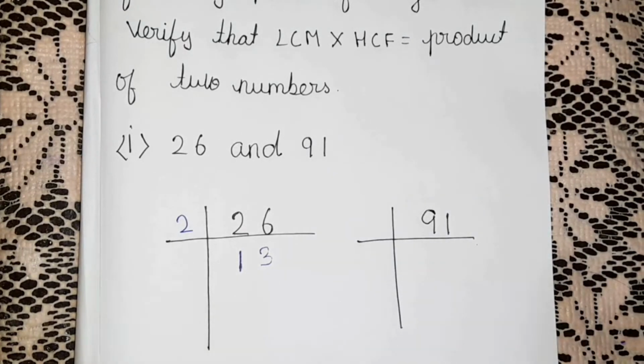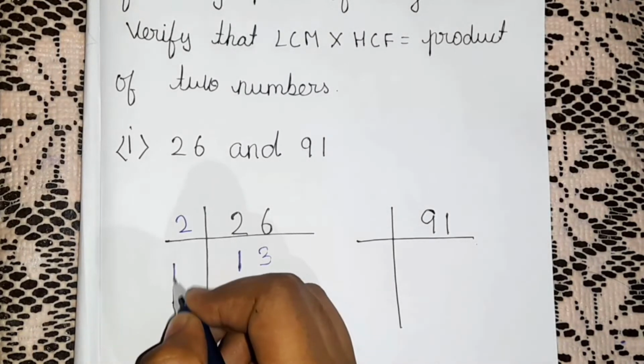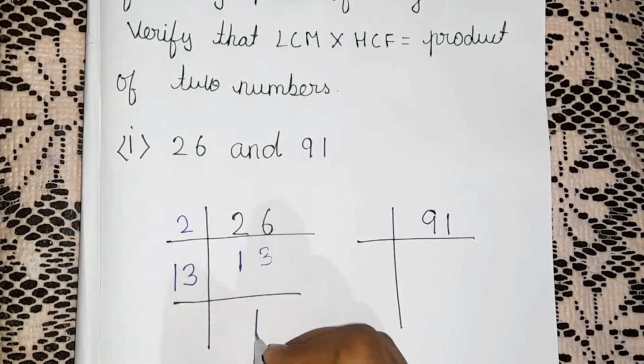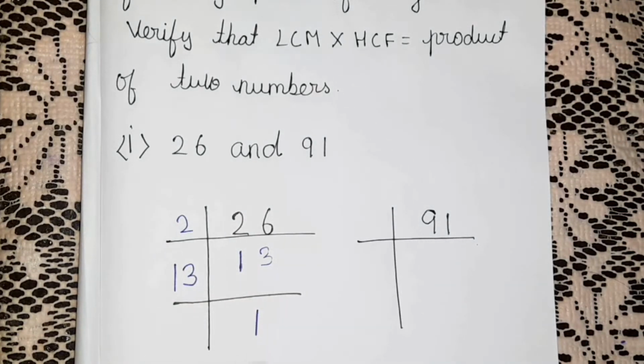Okay. Now let's solve this. Here it is 13. So as you guys know, 13 is a prime number. So we can write 13 right over here. 1 13 is 13. So finally we got 1. So we shall stop it right over here.